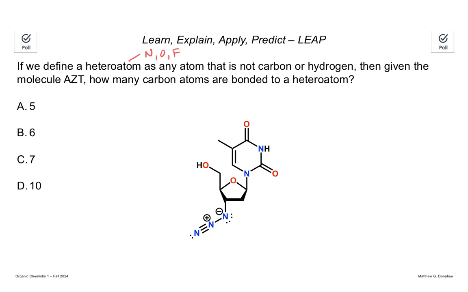If you go down the periodic table, we have phosphorus, sulfur, chlorine. So anything that's not carbon or hydrogen is called a heteroatom. And our next question says, how many carbon atoms, so you're looking at the carbons, are bonded to heteroatoms?